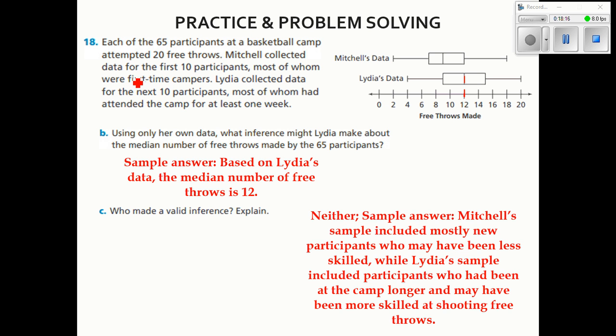He collected data for the first 10 participants, most of whom were first-time campers. He totally ignored the people that had been at the camp before. Lydia did just the opposite. She asked the people that had been to the camp at least 1 year. She didn't ask the people that were first-time campers. So Mitchell's sample included mostly new participants who were less skilled, while Lydia's sample included participants who had been at the camp longer and may have been more skilled at shooting free throws.